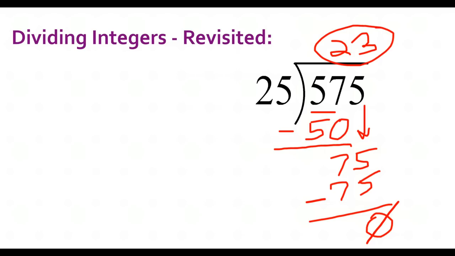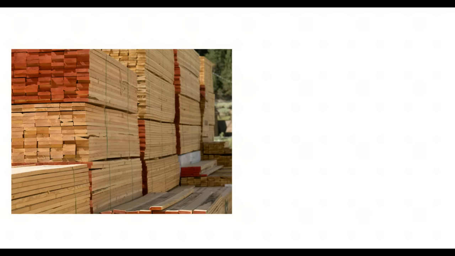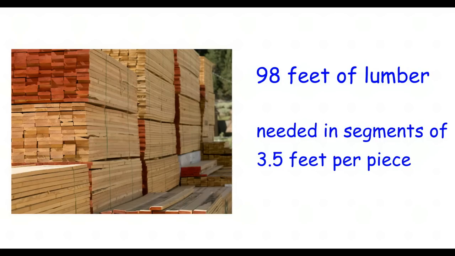So now that we've gone through the idea of dividing integers and that quick review, let's look at an example where we might need to divide. Suppose you're a contractor looking at a lumber yard because you need to build perhaps a house, a barn, a shed, something like that. You need 98 feet of lumber to complete this project. But it's not just that you need 98 feet of lumber. You need it in segments of 3.5 feet per piece.